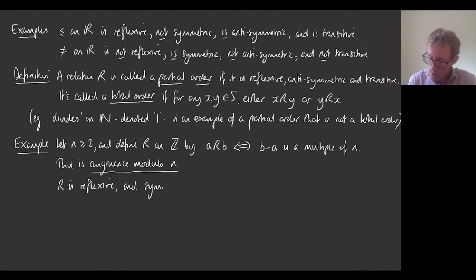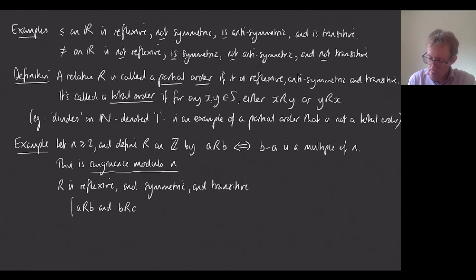So it is symmetric, and it's also transitive. And maybe I'll just write out a bit more to explain why it's transitive. If we're transitive, we want to try and show that if A is related to B and B is related to C, that implies that A is related to C.